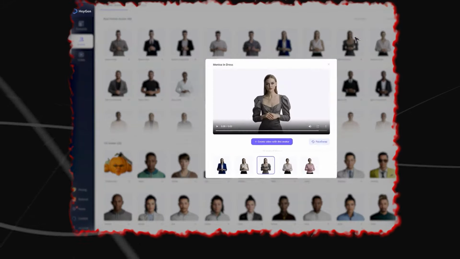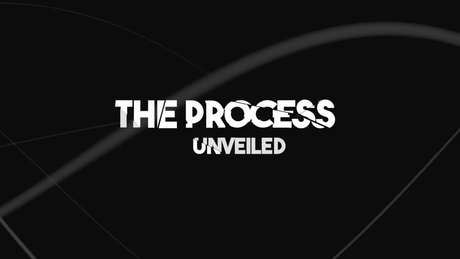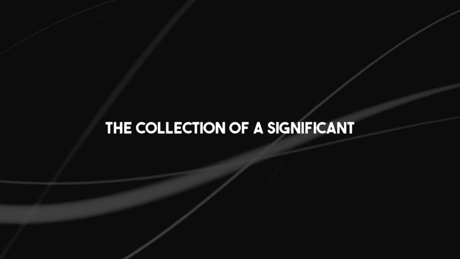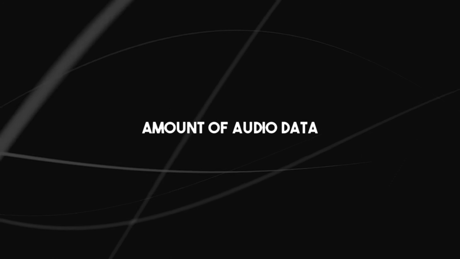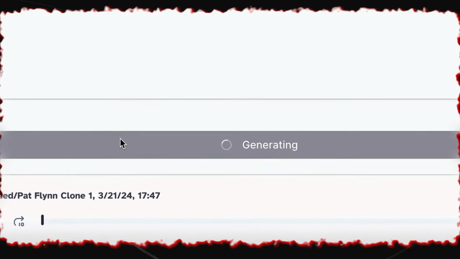By making copies of themselves, people can go beyond the limits of mortality and make a lasting impact on the world. Now, here's how it works. The process unveiled. The process of AI voice cloning begins with the collection of a significant amount of audio data from the individual whose voice will be cloned. This data serves as the foundation for creating an accurate replica of their voice.